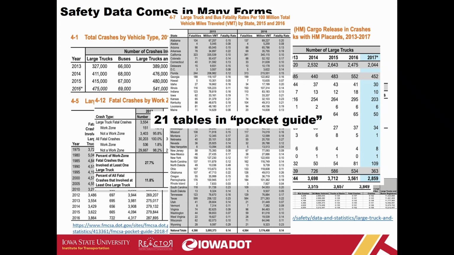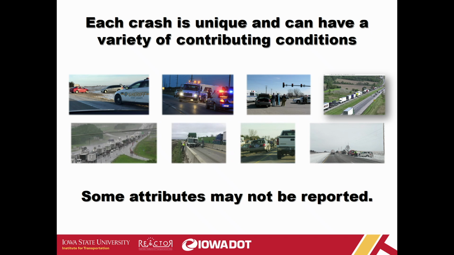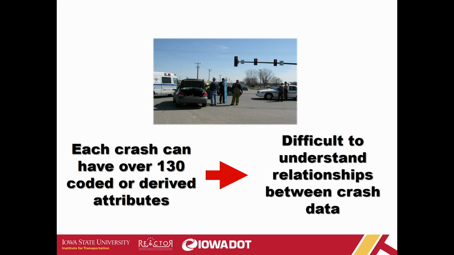these charts as well. And the problem with the charts is you can only see one variable at a time, typically maybe two or three if you are strategic in how you provide it. But crashes are unique, and there's tons of different contributing circumstances that lead to these crashes. And we are only reporting on a fraction of all the attributes that are actually being collected by the officers in the field, because we can only have so many charts or so many tables in our reports to report on, or we only have time to look at so many different variables. And in Iowa, each of our crashes have over 130 either coded or derived attributes.